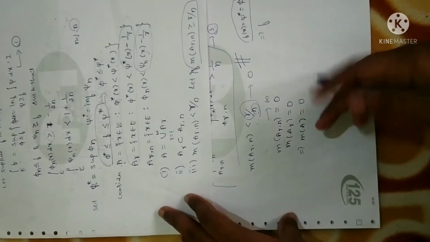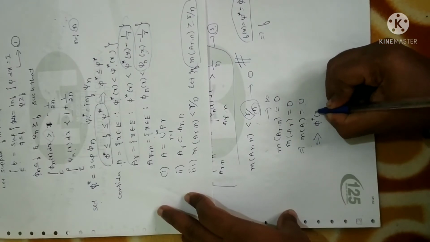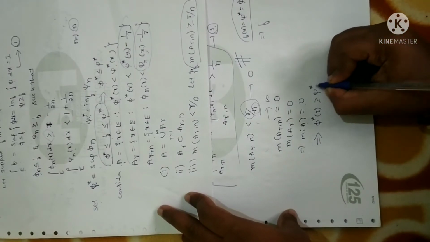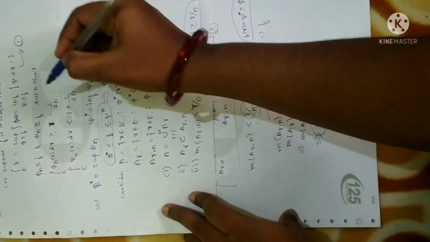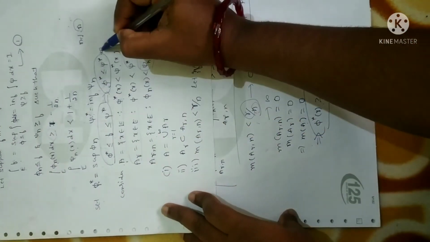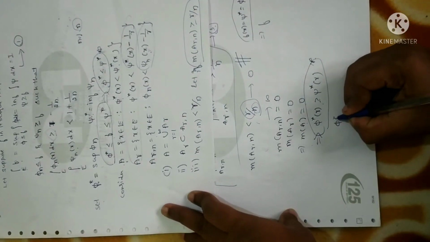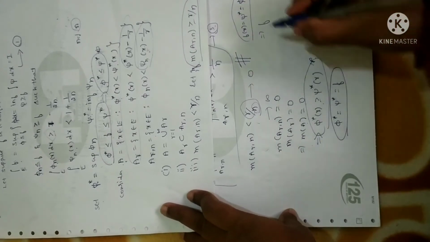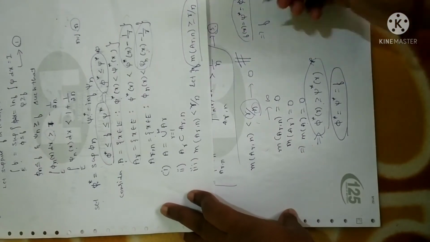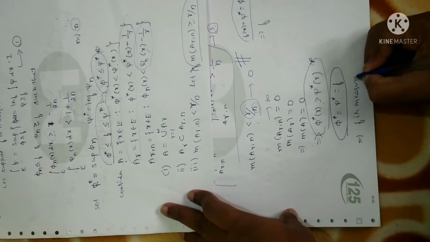For that I have taken this condition. So if the measure of A is equal to 0, which implies that pi star of x will be greater than or equal to psi star of x. Now from this inequality and this inequality, both follow that pi star will be equal to psi star will be equal to F. So as I said, if they are equal, we can say F is measurable. So this implies F is measurable.